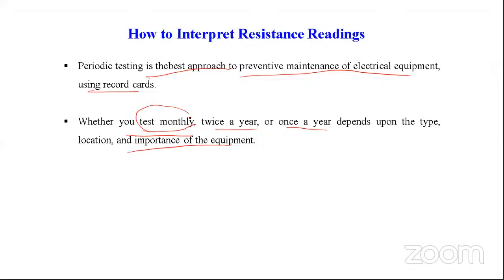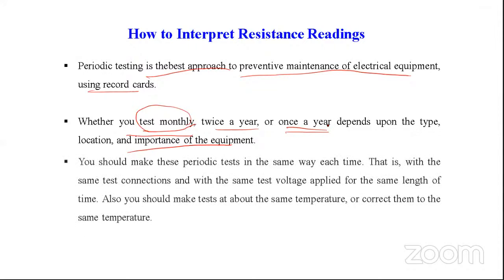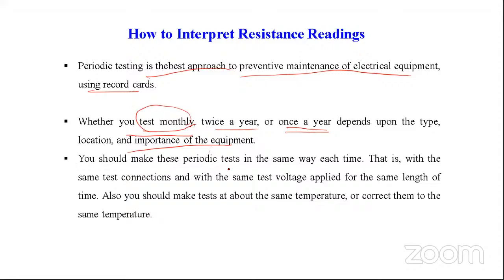on a monthly basis. And suppose certain equipment is less costly and less important. For that case, you can perform the test once or twice a year. Now you should make this periodic test in the same way each time. Same way each time means you have to maintain the same test voltage level and the same length of time, that is, the application time is also the same.